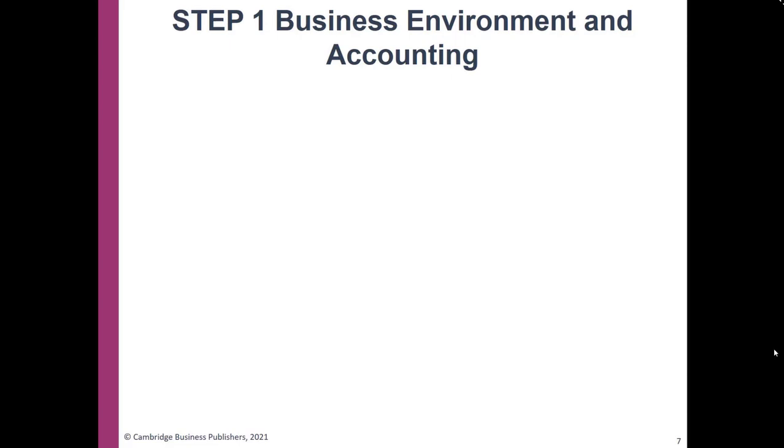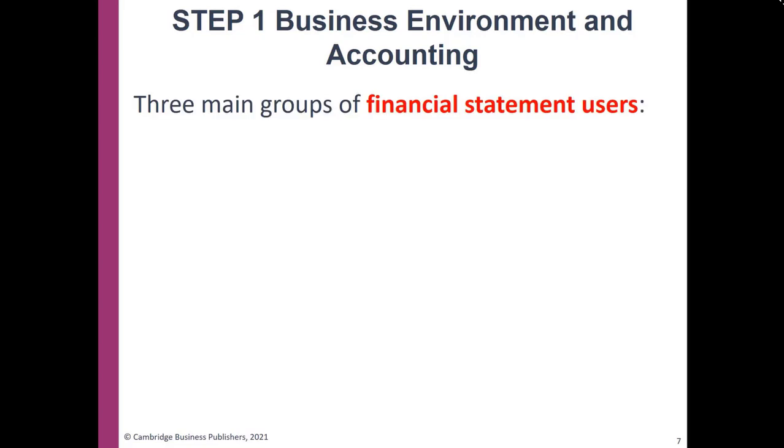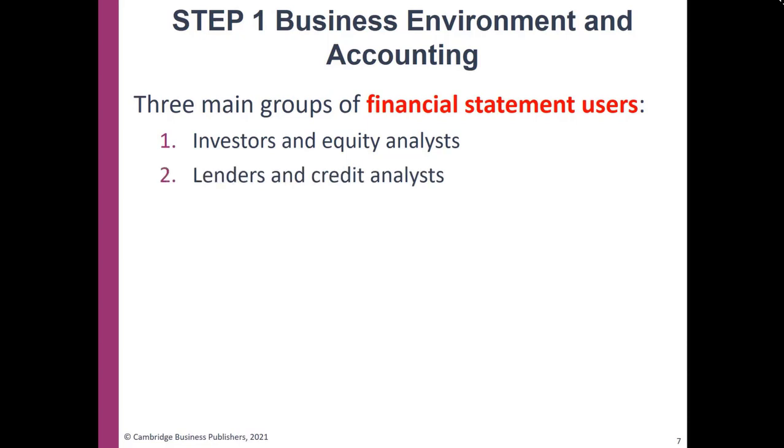In Step 1, we consider the business environment and the company's accounting. The main objective of financial reporting is to provide users with information that supports investment and management decisions. Although there are many types of users of financial statements, there are 3 main groups. Investors and equity analysts use financial statement information to judge the company's profitability and financial strength. They also want to make reasonable estimates of the value of the company's equity securities. Lenders and credit analysts use financial statement information to assess the company's ability to repay its debts.